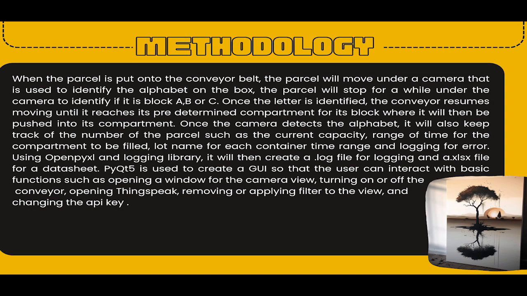Once the camera detects the alphabet, it will also keep track of the number of parcels, such as the current capacity, range of time for the compartment to be filled, lot name for each container range, the logging error, and so on. Using OpenPyXL and the logging library, it will then create a .log file for logging and a .xlsx file for a datasheet. PyQt is used to create a GUI so that the user can interact with basic functions such as opening a window for the camera view, turning the conveyor on and off, opening ThingSpeak, removing or applying a filter to the view, and changing the API key.